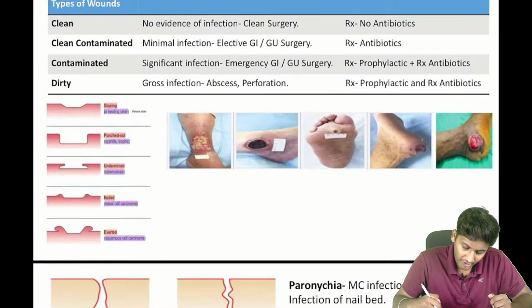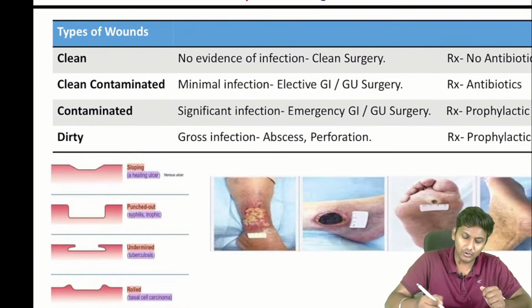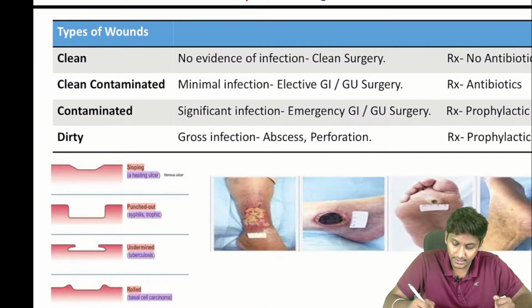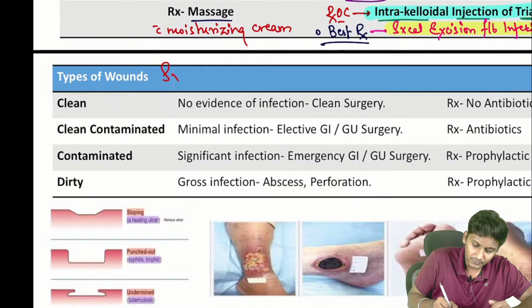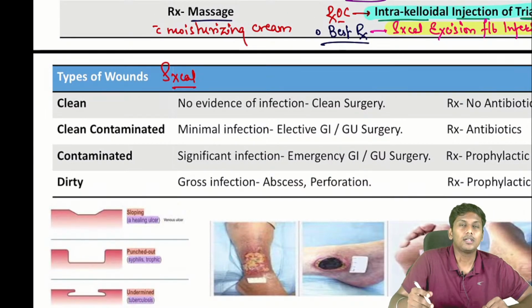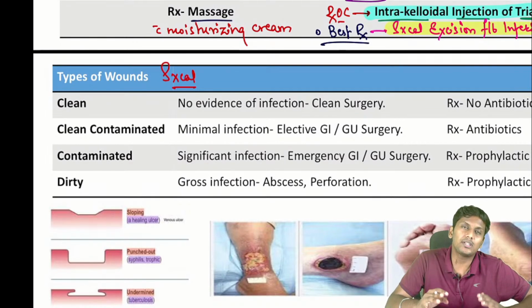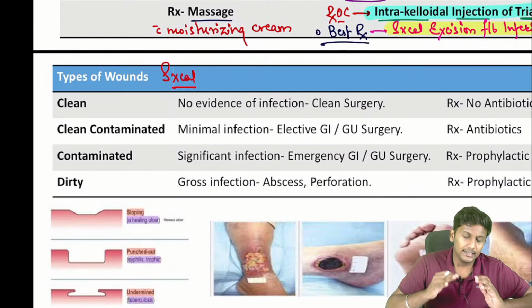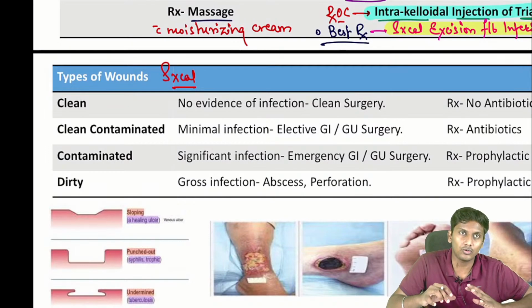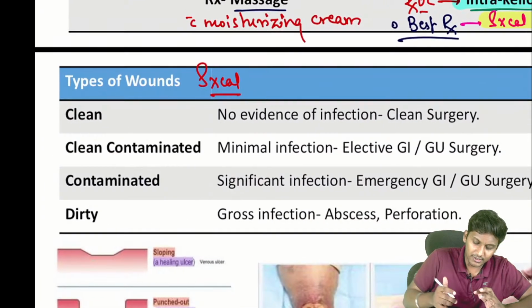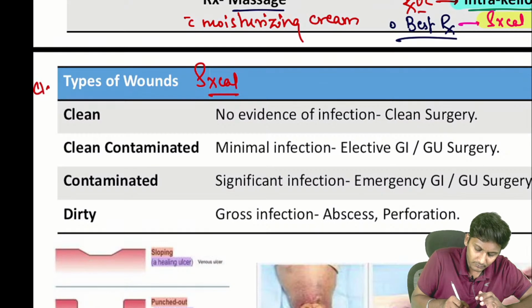Okay. Now, if I talk about the types of wounds, bachcho, according to surgeries, these I am talking about surgical wounds. Now, these surgical wounds, bachcho, are classified into 4 classes. Okay. So now, first of all, the first of all is the class 1 wound.